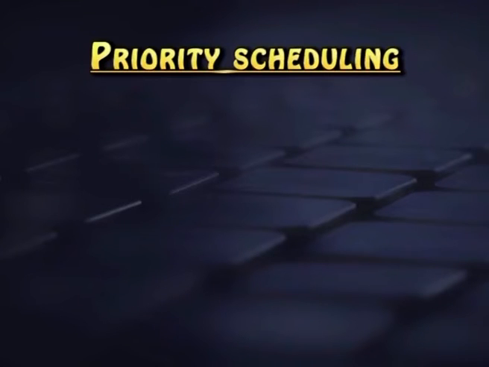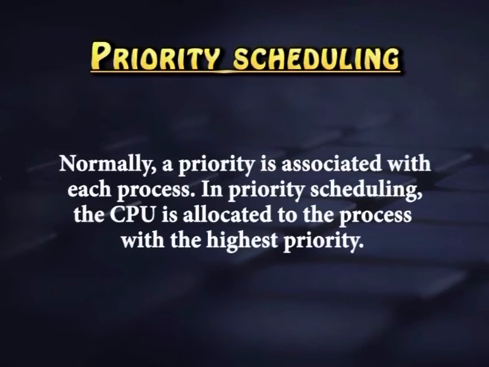The third algorithm is the priority scheduling algorithm. Normally, a priority is associated with each process. In priority scheduling, the CPU is allocated to the process with the highest priority. If two processes have the same priority, first come first serve is used for them. The shortest job first algorithm is a special case of the priority algorithm, where the priority is the CPU burst. The less the CPU burst, the higher the priority. Priorities are assigned as numbers. Generally, lower numbers indicate higher priority.